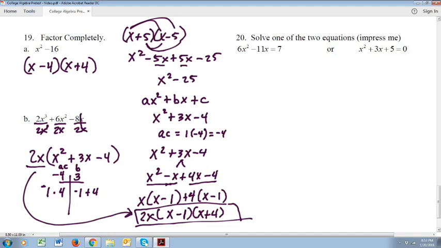Now I went through that kind of quickly, but this is stuff that I'm reviewing, stuff that I'm assuming you've learned before. If you're rusty, I would encourage you to watch the videos on factoring that go into a lot more detail.